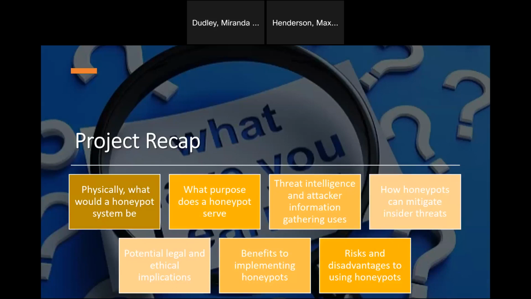Back to Max again. Thank you, Brenda. So to recap, given this presentation, what you should have learned is what physically a honeypot system would be, what the purpose of a honeypot is, the threat intelligence and attacker information gathering uses, how a honeypot can mitigate insider threats, potential legal and ethical implications, benefits, as well as risks and disadvantages.